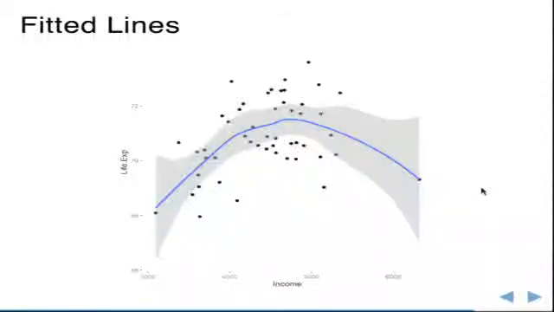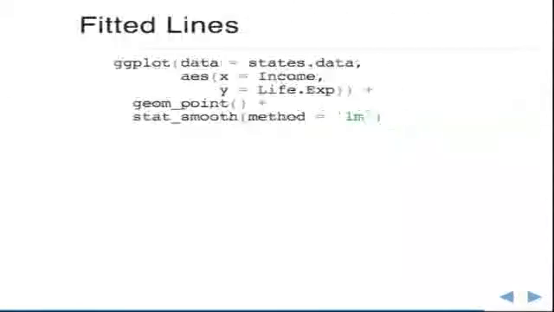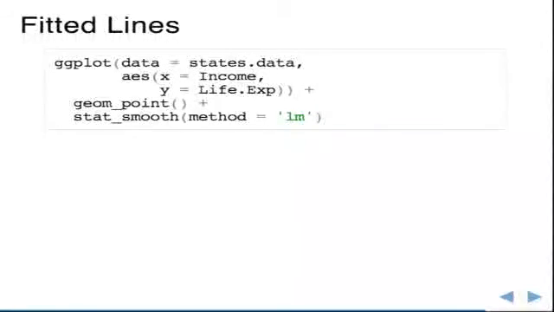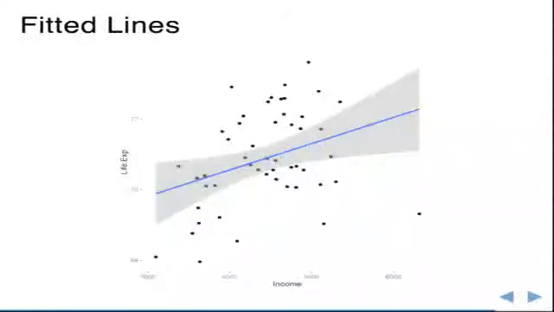Maybe instead of drawing a curved line, I want to draw the best fit straight line. So in order to do this, as I mentioned, it's a linear model. So I specify method equals LM to make sure that the curve is not curved at all, but rather straight. And the next graph shows what that looks like. And just so you know, the gray bars are the confidence intervals around the prediction points.